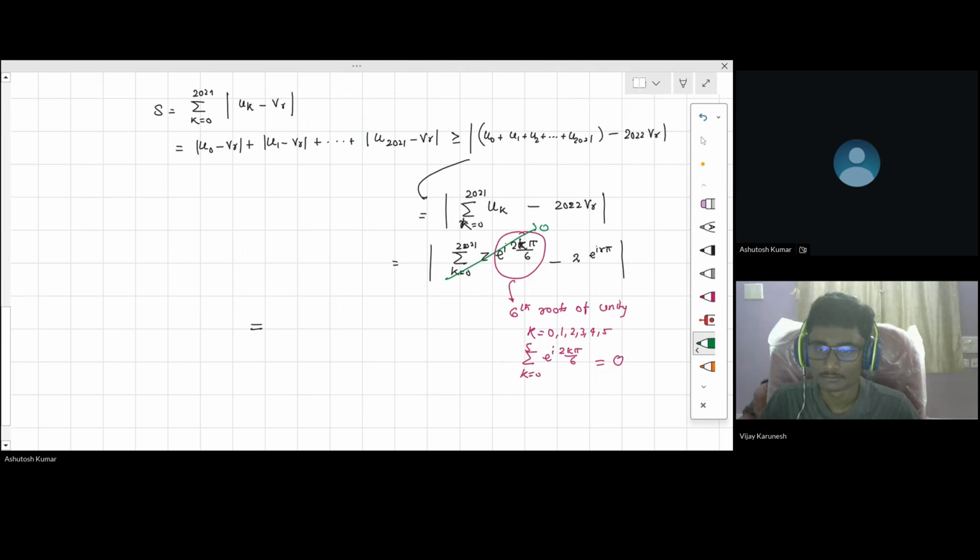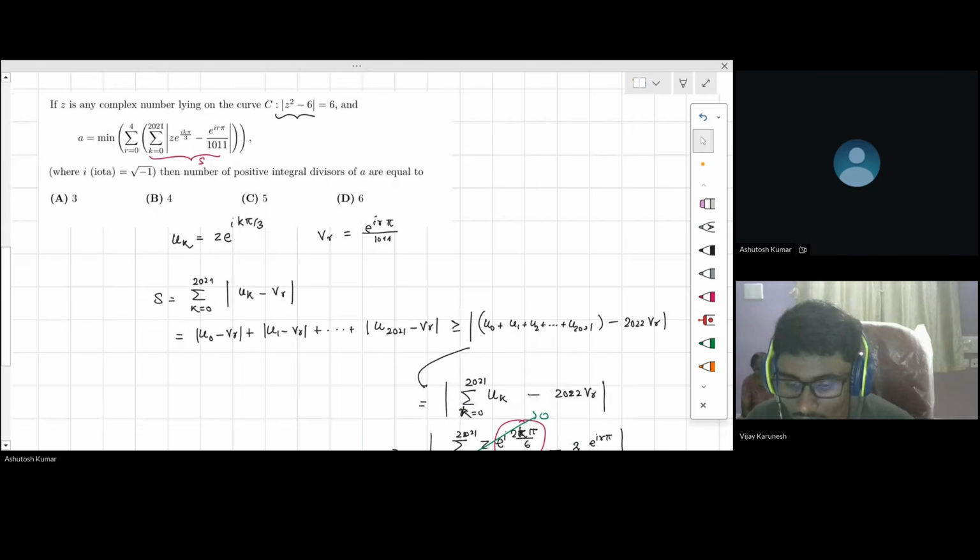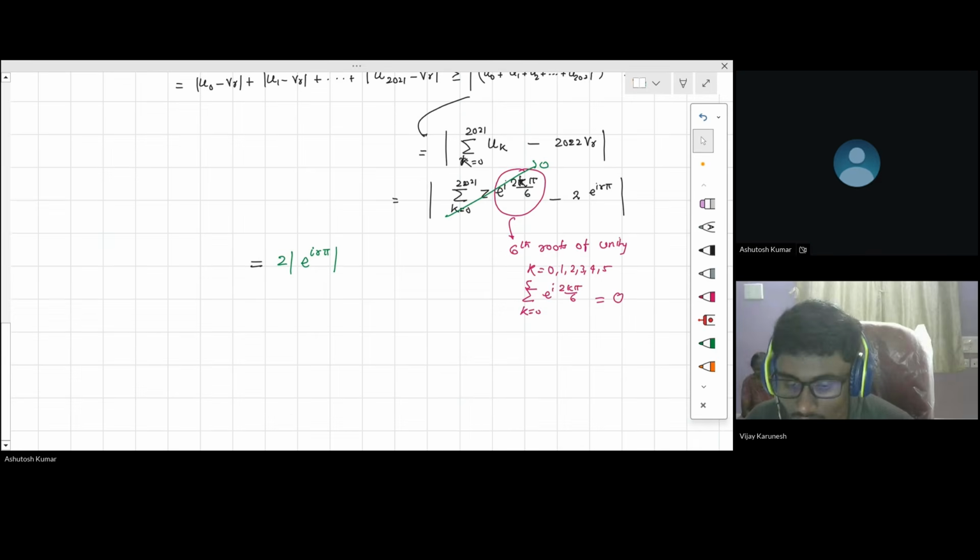And what did we get now? This is minus 2, so this is a magnitude, so 2 I can take out, and e to the power i r pi. But the problem is this is only the inner sum we got, correct? And the outer sum is still there. R goes from 0 to 4, correct? So basically we have to append that. So summation r goes from 0 to 4, and 2 times, and this magnitude will become 1. E to the power i r pi, whatever you take, the magnitude will be 1, correct?